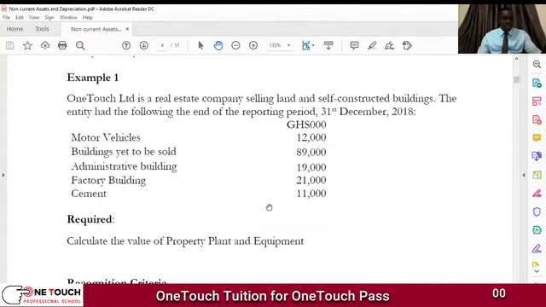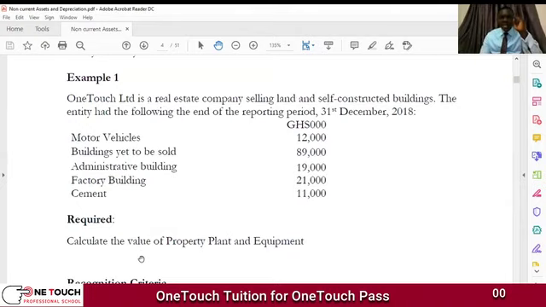Now we are expected to calculate the value of the property, plant, and equipment. So One Touch Limited is a real estate company, so we must note that carefully. The company is into real estate, selling land and self-constructed buildings.